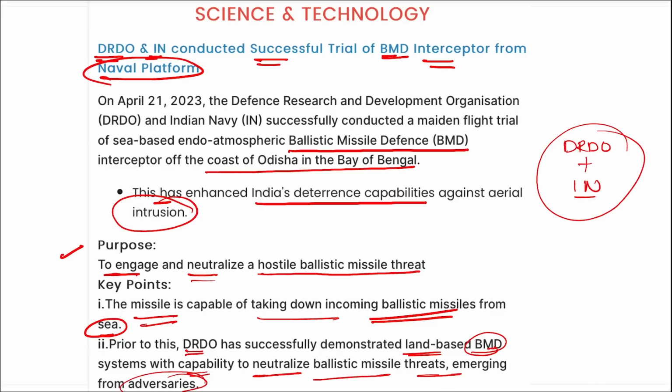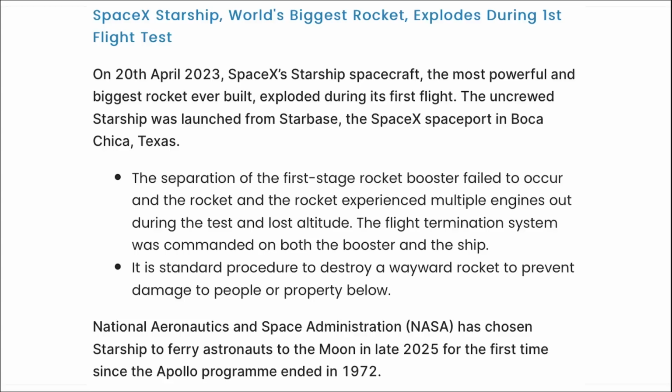Correct. So remember, it was DRDO and the Indian Navy that have successfully conducted the trial of the BMD interceptor, that is the ballistic missile defense interceptor, off the coast of Odisha. If the water body is asked, then it will be the Bay of Bengal. Who is the chairman of DRDO? Dr. SV Kamath is the current chairman of DRDO. Where is the headquarters? It is in New Delhi.